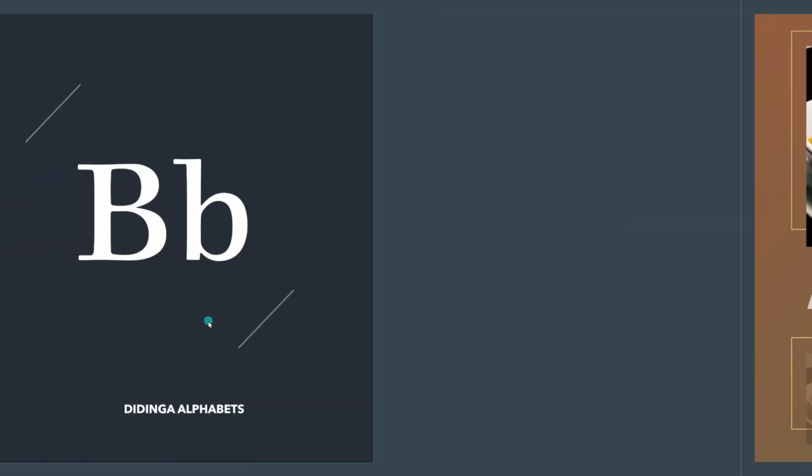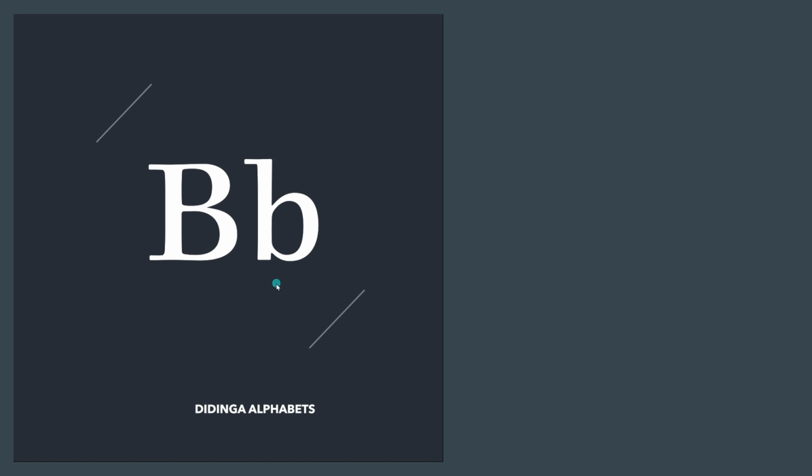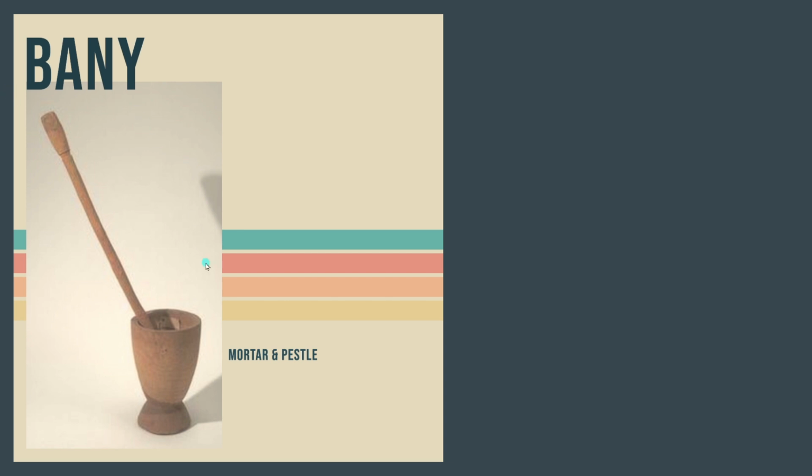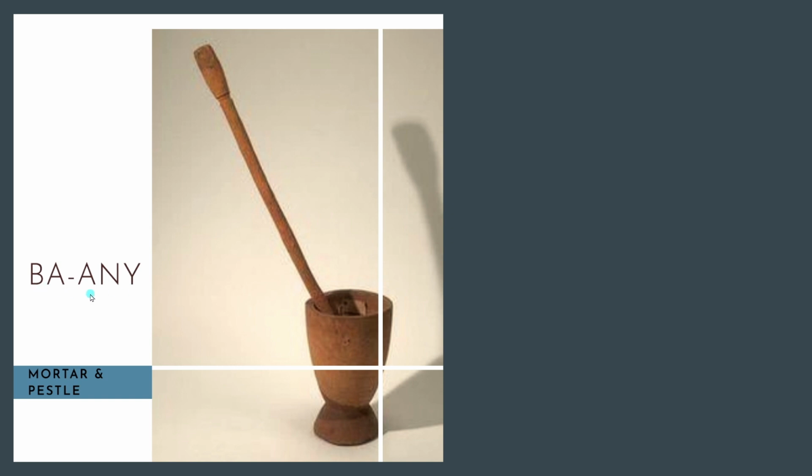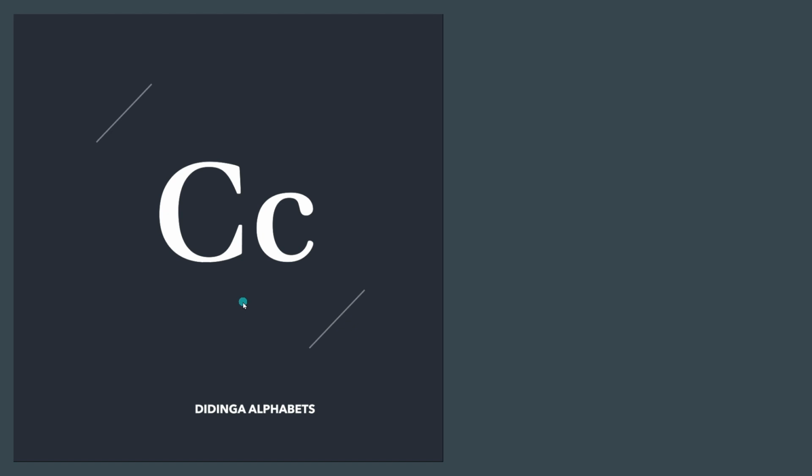Next alphabet is abacha ba. Abacha ba is for bany, a mortar and pestle. This is used for pounding corn or anything that needs to be pounded with this wooden type of mortar. How you pronounce this is literally ba, ny. Together, bany.